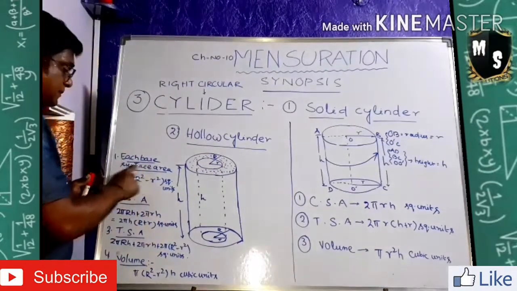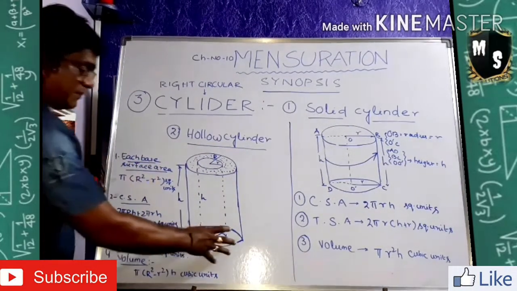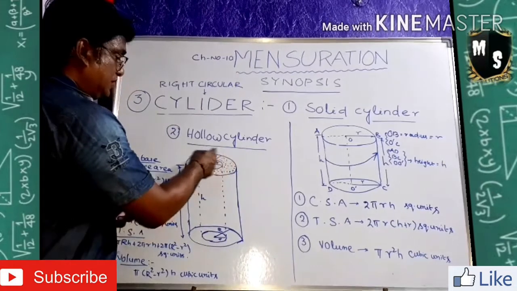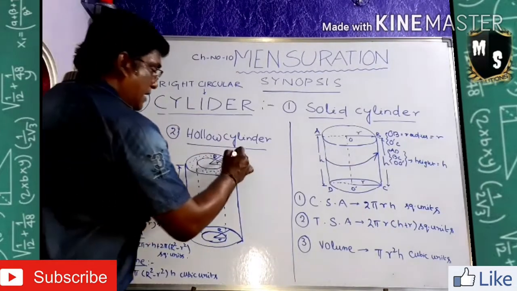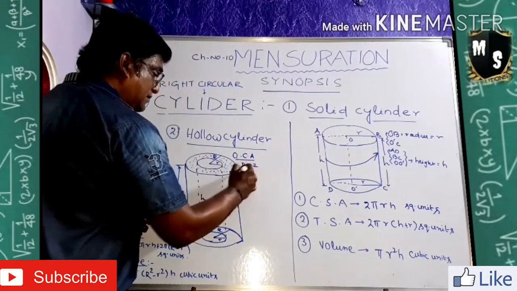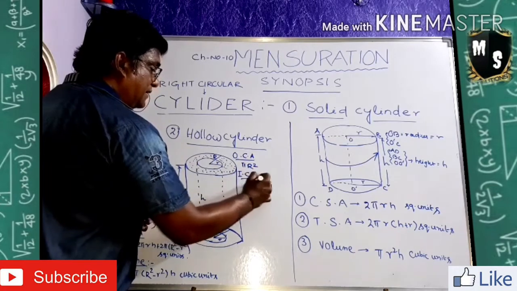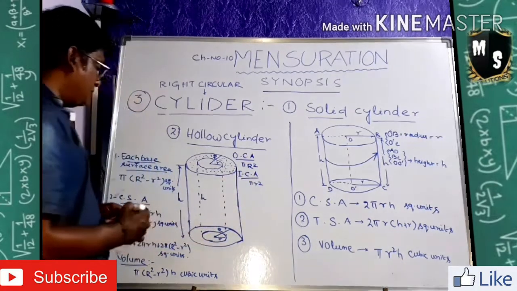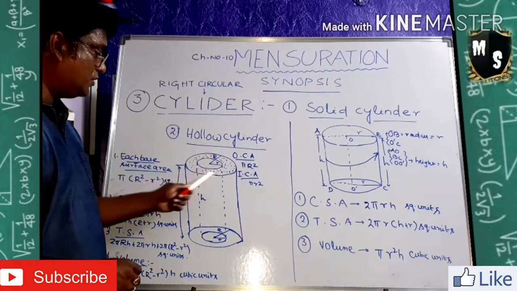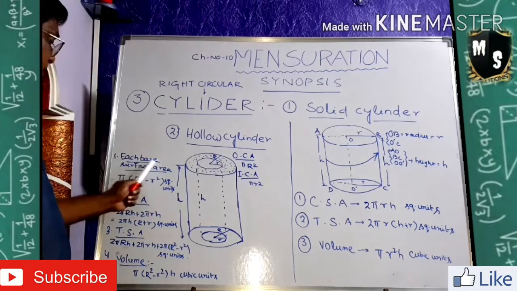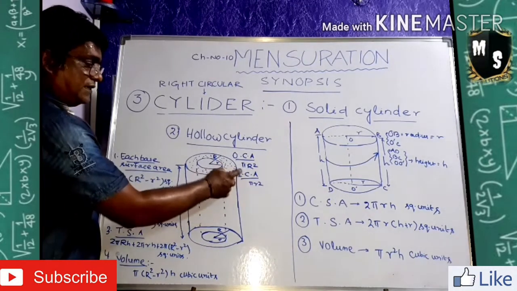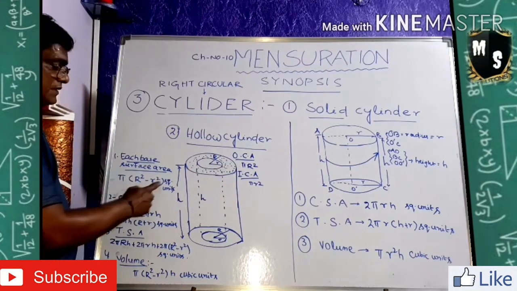Now you see each base surface area. What is a base? Base is a circle. So what is each area? The outer circle area, OCA, is pi big R square. What is the inner circle area? ICA. The inner circle area is pi small r square. When you subtract it, the area of the ring will be calculated. I showed it in dotted lines. So that is each base surface area, which is pi into R square minus r square square units, because you are subtracting these two, taking pi common.